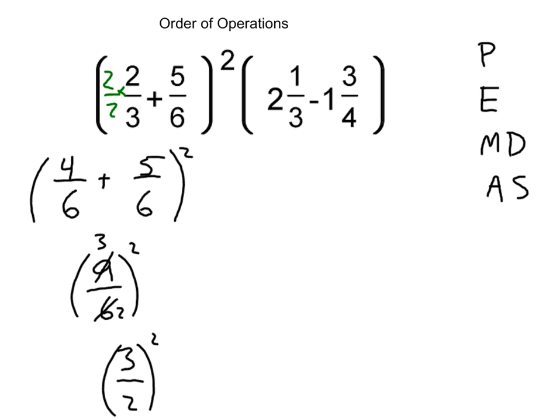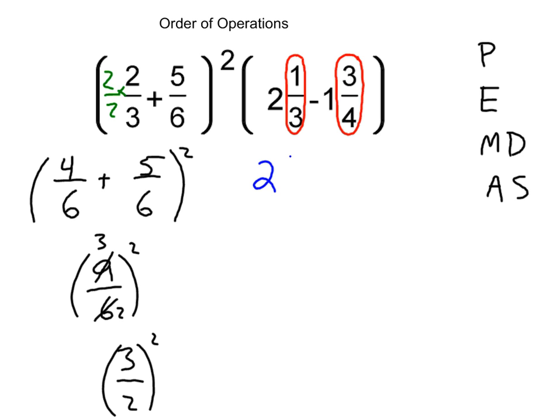Let's do the same thing with the other set of parentheses. 2 1/3 minus 1 3/4. Now if we look at these fraction parts, 1/3 and 3/4, we would subtract these. So we need to get a common denominator. The least common multiple of 3 and 4 is 12. So we'll multiply the first fraction by 4.